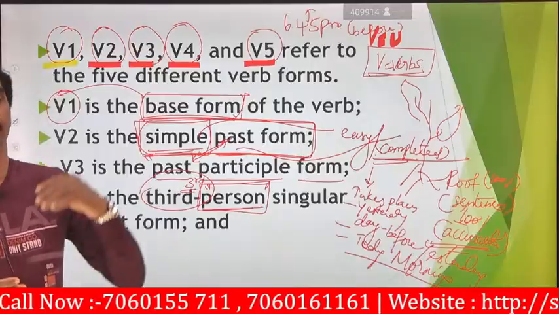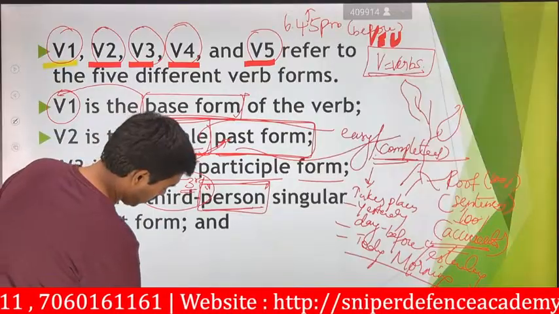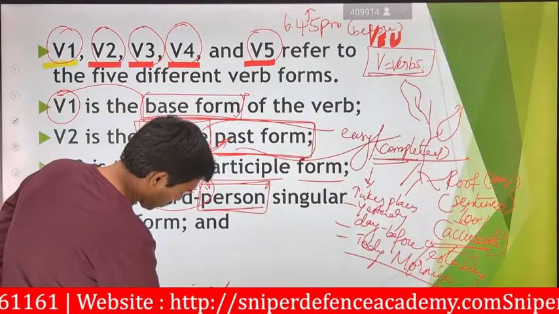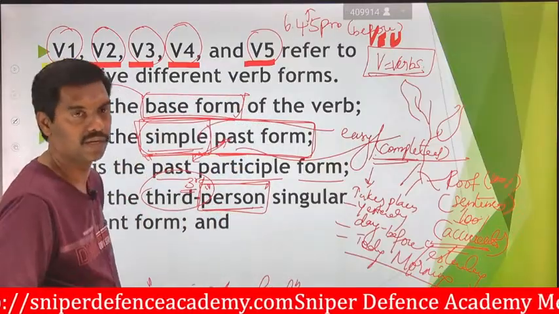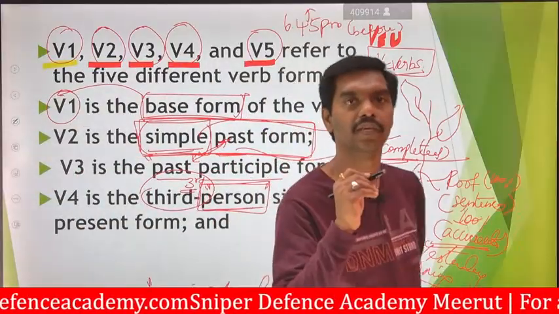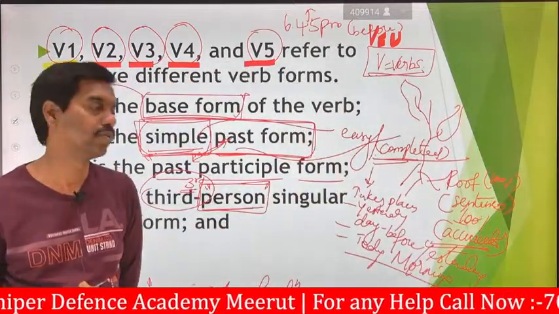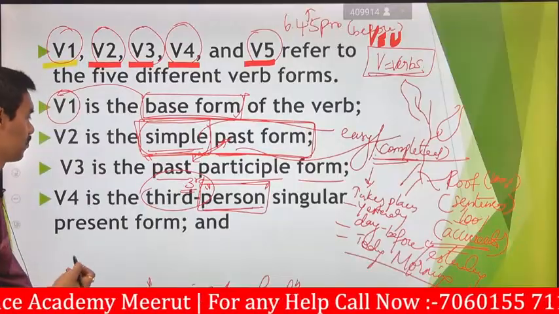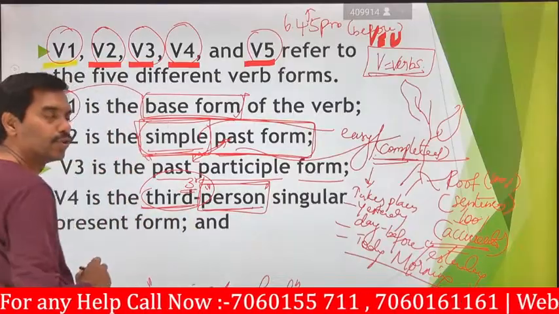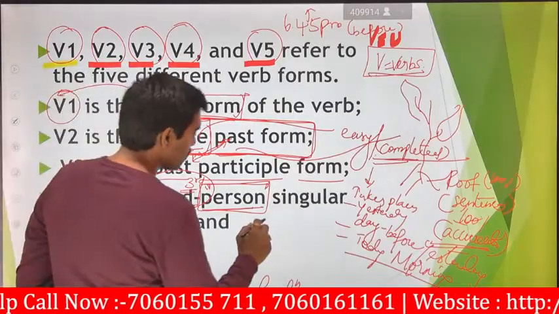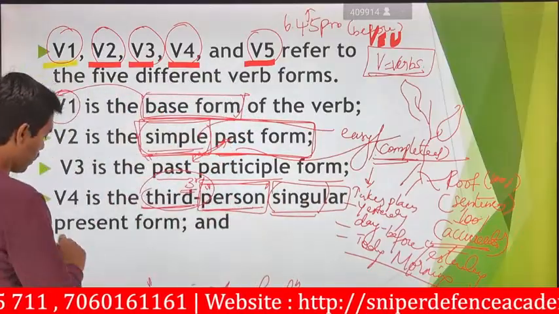We are saying that he is eating food. What is he doing? He is eating food. Who is eating food? No idea. Someone is eating food. Or she is eating food, whatever it may be. So this is the third person. We are going to represent the third person who is away from you, in terms of singular present form.